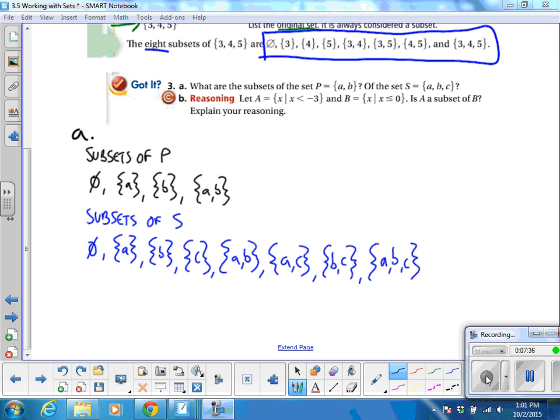Here you can check your answers. The subsets of P, I found 4 of them. The subsets of S, I found 1, 2, 3, 4, 5, 6, 7, 8 of them that qualify. For B, is A a subset of B? Being that A represents all real numbers such that x is less than -3, and everything in here is included in this set, the answer would be yes. A indeed is a subset of the set B.